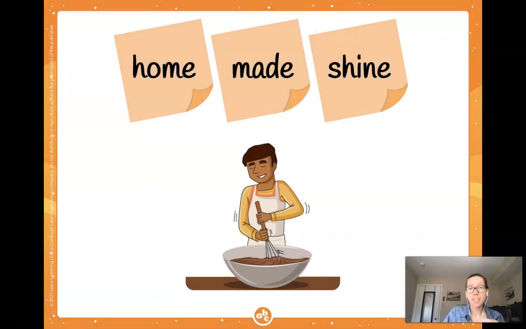All right, friends, so for this section, you're going to need your group 1 words if you have them written down. If not, just follow along. So our group 1 syllables here are home, made, and shine. This picture is showing the word homemade. Go ahead and make the word in front of you or tell me which syllables we would need to make the word homemade.